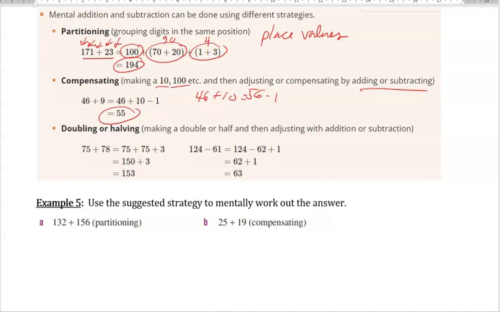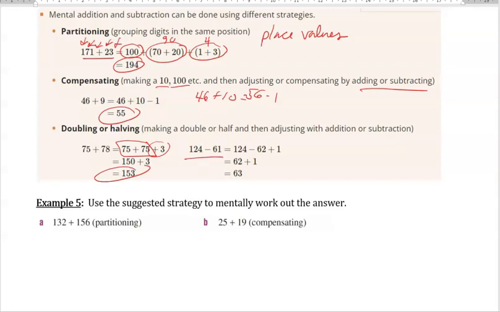Doubling or halving is when you look at two numbers and you think, all right, these two numbers are pretty close to being the same. What if I looked at one of these numbers, say 78, as 75 plus 3? That means I've got 75 times 2. And 75 plus 75 is pretty easy at 150. And then I add back on the 3 that I took off to get my total of 153.